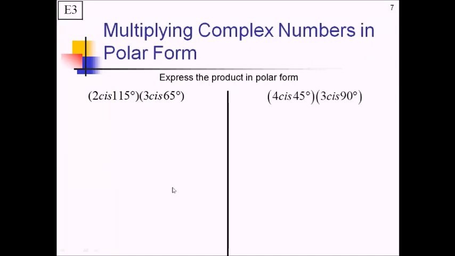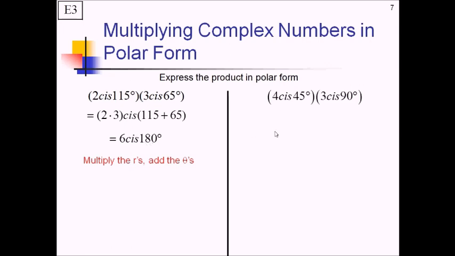We'll do one more problem type here. We want to multiply these polar coordinates together. So to do this, very simple, you just have to multiply the r's and add the thetas. So this one, for example, 2 times 3 would give us 6, 115 plus 65 is 180, so we would have 6 cis 180. Pause the video and try this other one. So 4 times 3 is 12, and then 45 plus 90, that's going to be 135, so 12 cis 135 degrees.